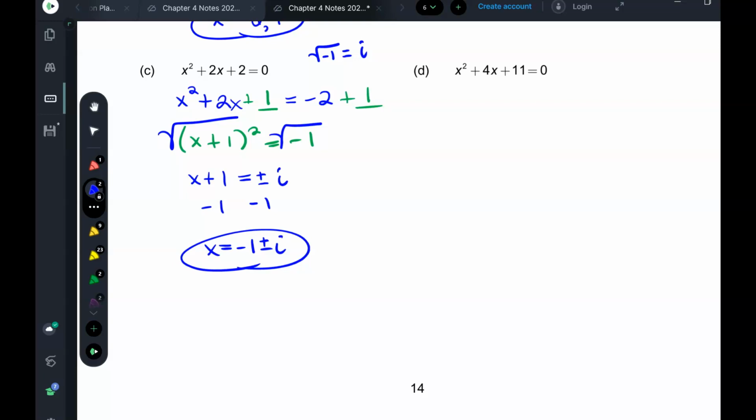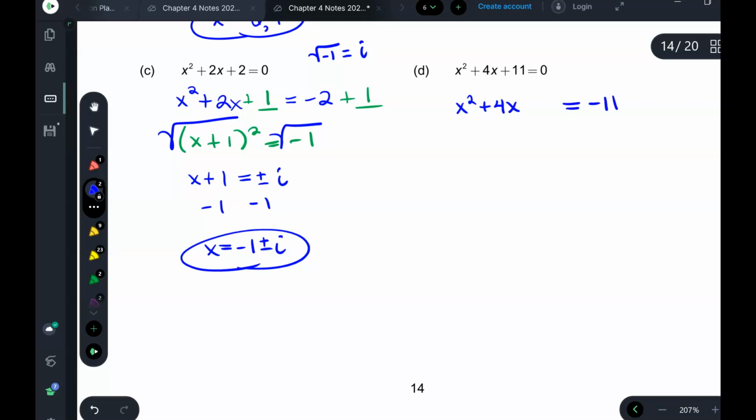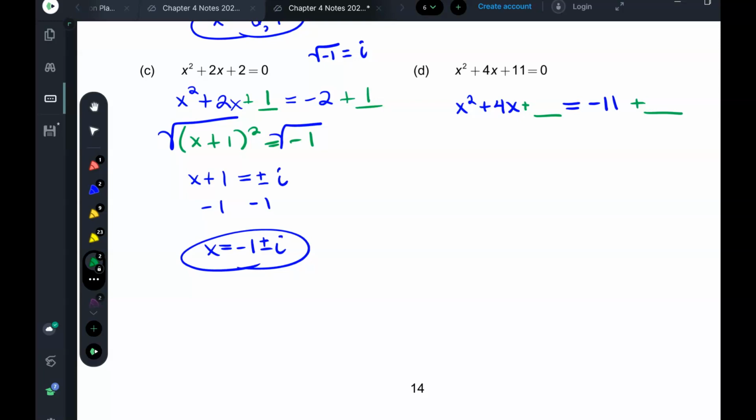Okay, this isn't connected. Let's try the next one. -1 squared is -1. Wait, where does the 11 go? But how do we get the +4? It's 4 just divided by 2 squared is 4. So whatever we add to one side, we have to add to the other.